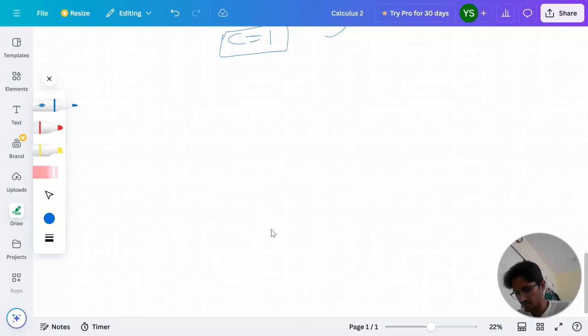Now let's have a look at another example. Let's say we've been given y prime of x equals x squared over y squared.